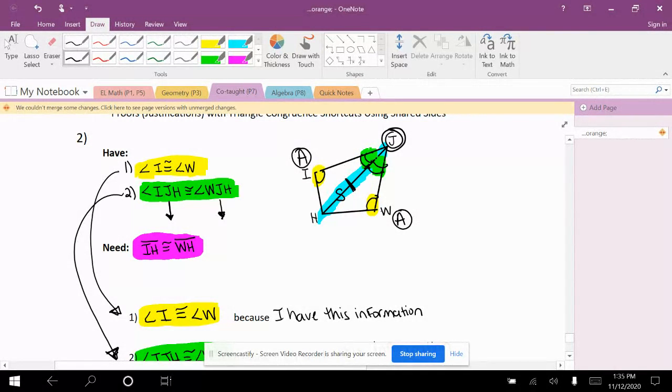So we have angle, side, or we have angle, side, angle.